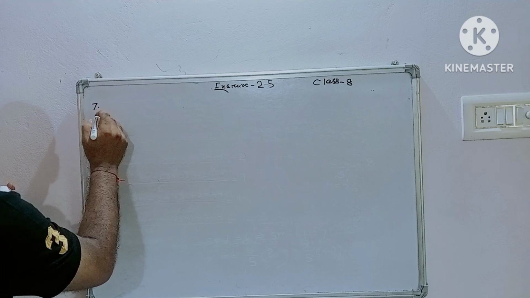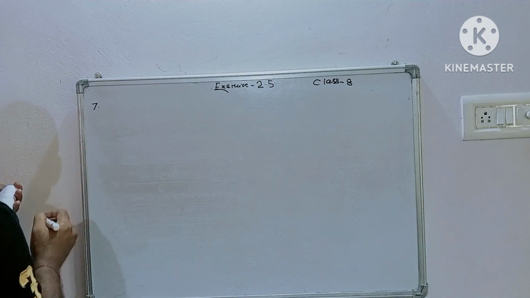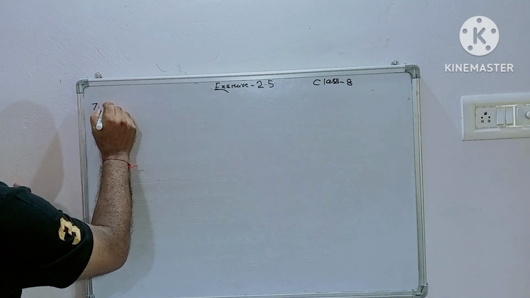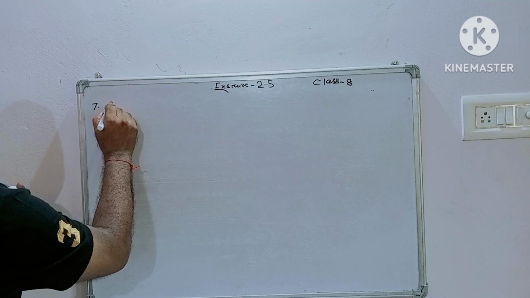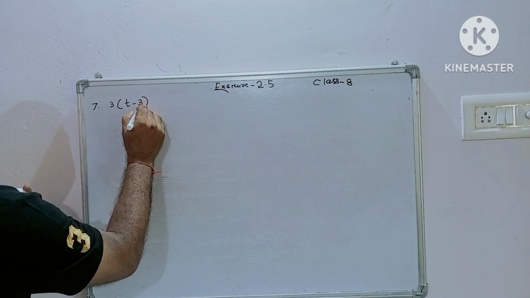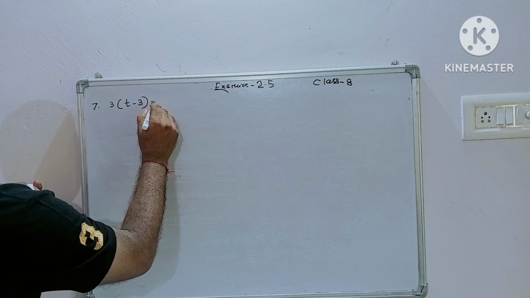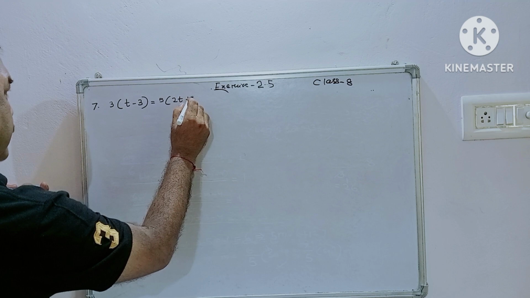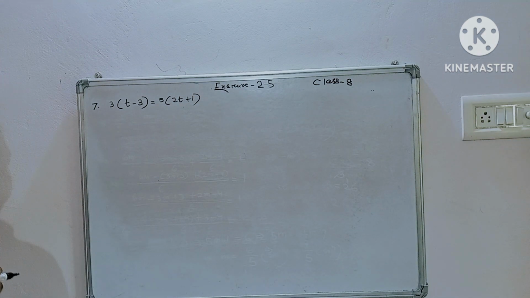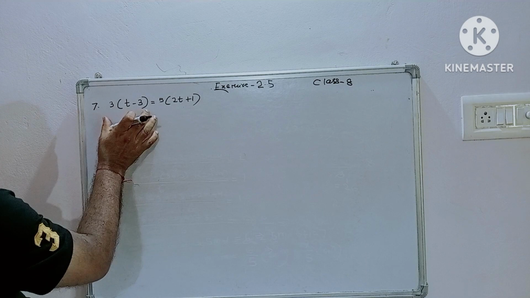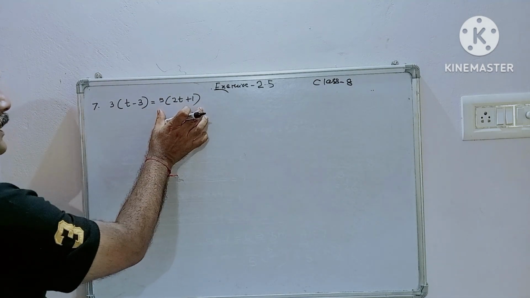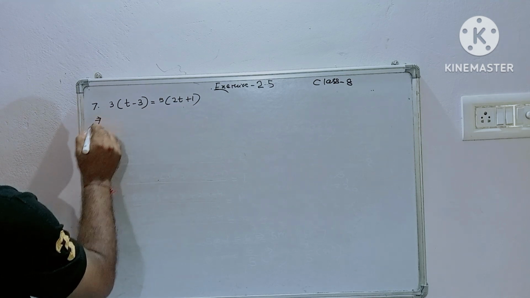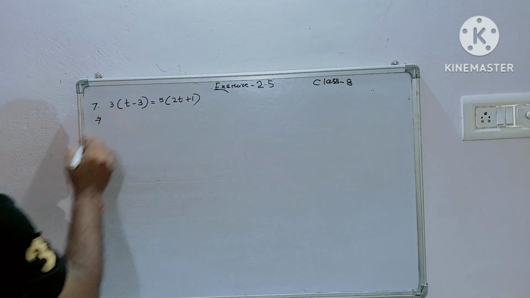So question number 7, simplify and solve the following linear equations. So we have to simplify, okay, then we have to solve the equation. 3 whole into (t minus 3) is equal to 5 whole into (2t plus 1). So you see, on both sides of the equation there are algebraic expressions. Okay, so we have to simplify first. How? You first open the bracket.